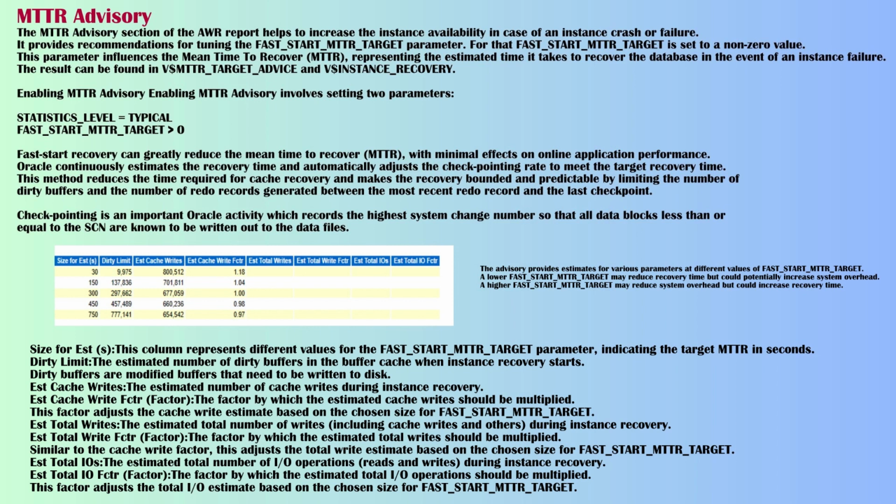Cache writes, the estimated number of cache writes during instance recovery. Cache write FCTR, factor, the factor by which the estimated cache writes should be multiplied. This factor adjusts the cache write estimate based on the chosen size for fast_start_mttr_target. Total writes, the estimated total number of writes, including cache writes and others, during instance recovery. Total write FCTR, factor, the factor by which the estimated total writes should be multiplied.